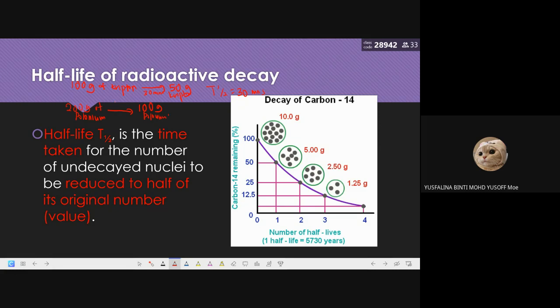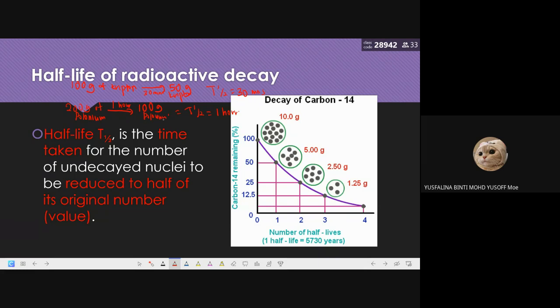Okay, and the time taken is, let's say, 1 hour. So the half-life for the polonium is 1 hour, because 200 to become 100 is half of it, right? So 100 is half of 200, and the time taken is 1 hour. So that means the half-life is 1 hour. Okay, so that's the meaning of the half-life, right?